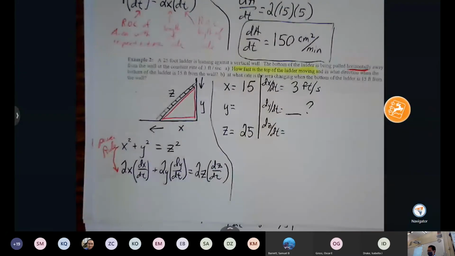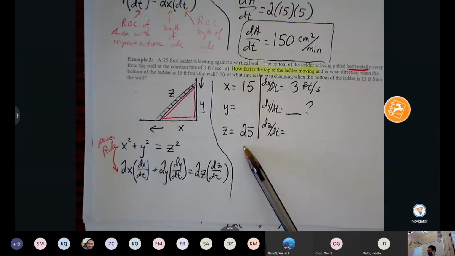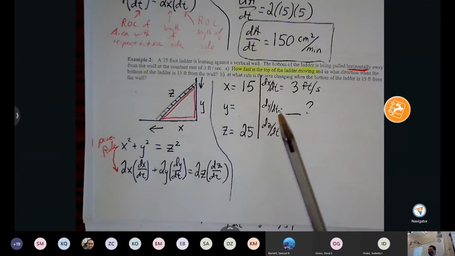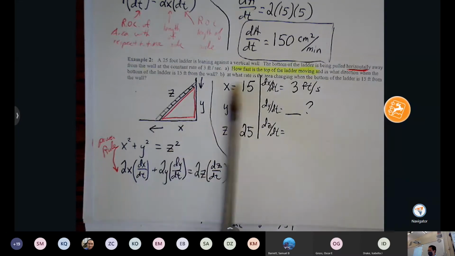So let's explore y first. We're dealing with the side length of a right triangle. We know x is 15 at this moment in time, and we know z is 25. What information do we have that can allow us to solve for y? We have x and z. Yes, the Pythagorean Theorem. We have that relationship, so let's use it: a squared plus b squared equals c squared. So we can solve for y.